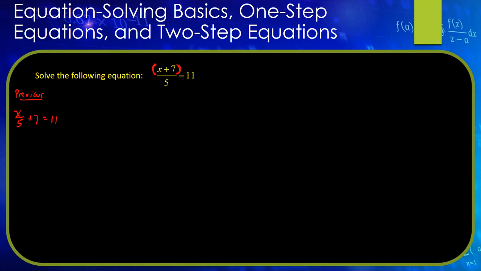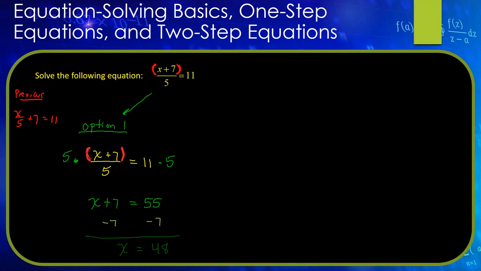So there's two ways to approach this. I mean, the first option is it'll still treat this as a two-step equation, I still treat it this way, but I realize, okay, in this instance, the division of 5 has to be eliminated first. So I would multiply both sides by 5 first to get that x plus 7 equals 55. And then I would subtract 7 from both sides to get that x equals 48.